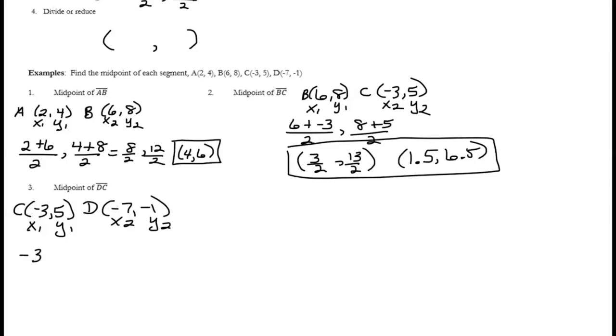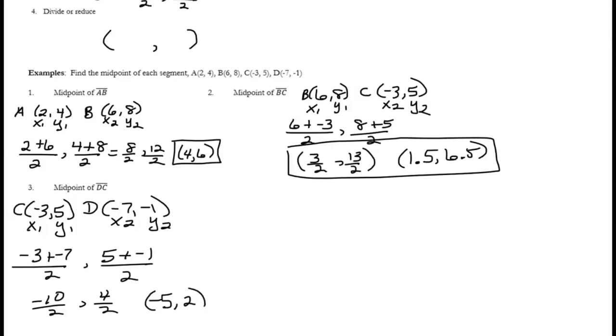Okay, so you should have done -3 plus -7 over 2, 5 plus -1 over 2. A -3 and a -7 is a -10 over 2, and 5 plus a negative 4 is a positive 4 over 2. Both of those can reduce, and so my answer is negative 5, comma 2. So it's not that hard.